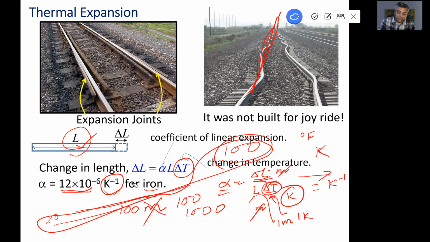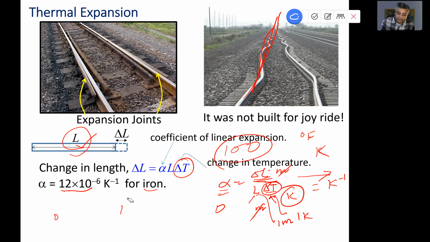Okay, so that's what this is. Alpha is just the change in length per unit length of the object per Kelvin change in temperature. So this is constant for a given material.